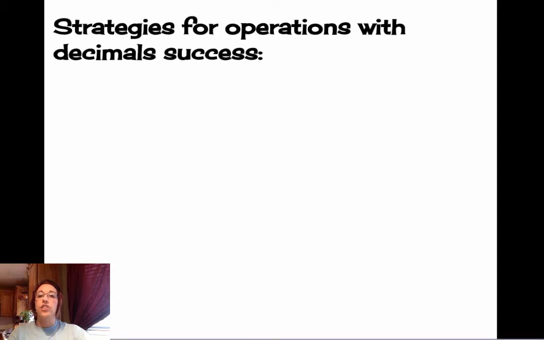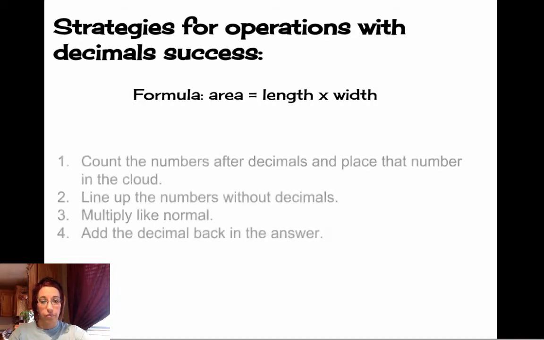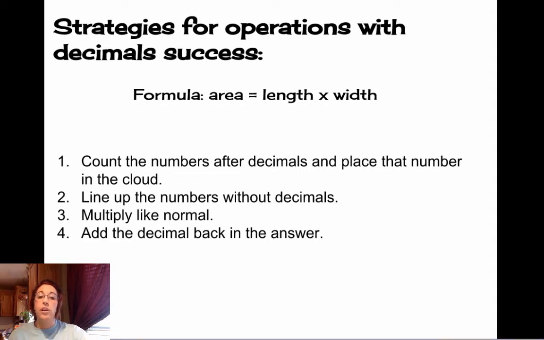So, some strategies for success with calculating area using decimal lengths. Our formula for area is length times width. You will count the numbers after the decimal, place that number in a number cloud, line up the numbers without the decimals, multiply like normal, and then add your decimal back into your answer. So let's get some practice problems going here and see what we can learn.